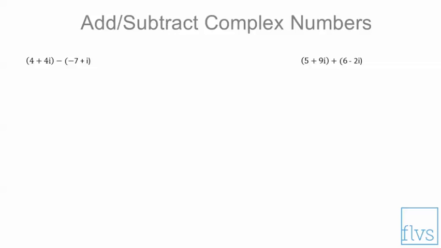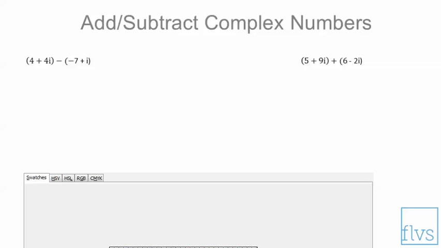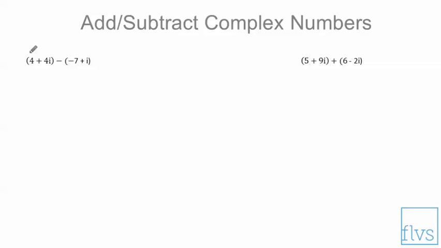Now, when we add or subtract complex numbers, some people overthink this, but it's surprisingly easier than what you might think. These are nothing more than like terms. So if you do the constant 4 minus negative 7, because they're both constants, 4 minus negative 7 is going to be positive 11, because a negative and a negative make a positive. 4 plus 7 is 11. And then 4i minus i, because they're like terms, 4i minus i is positive 3i.